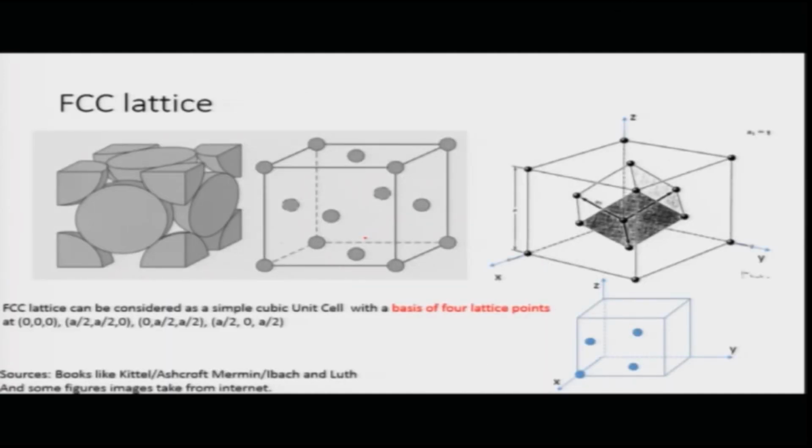Next, we go to the FCC lattice, a face centered lattice. A face centered lattice is, as I had said, one where you have a lattice point on the faces of each cube, along with points which are sitting at the corners of the cube. So, you have points sitting on the faces of the cube as well as on the corners of the cube. So, this is your face centered cubic structure.